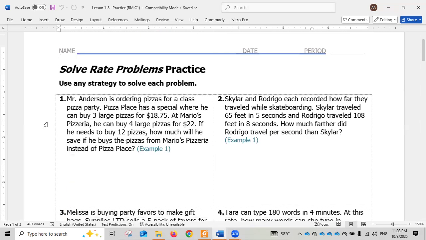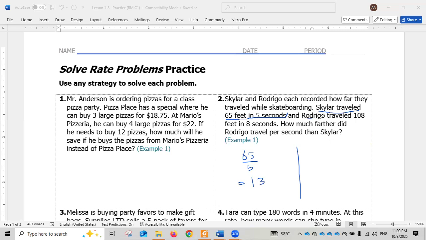Question number 2 is: there are two persons who are traveling. One is Skylar and one is Rodrigo. I will first find for Skylar. Skylar is traveling 65 feet in 5 seconds only. So I will check in 1 second how many feet he will travel. If I divide 65 by 5, it will simply give me 13 by using long division.